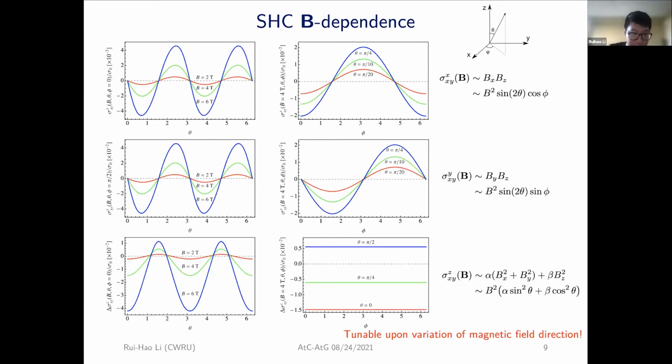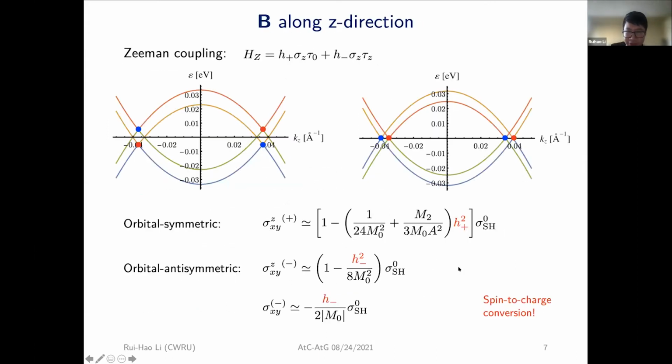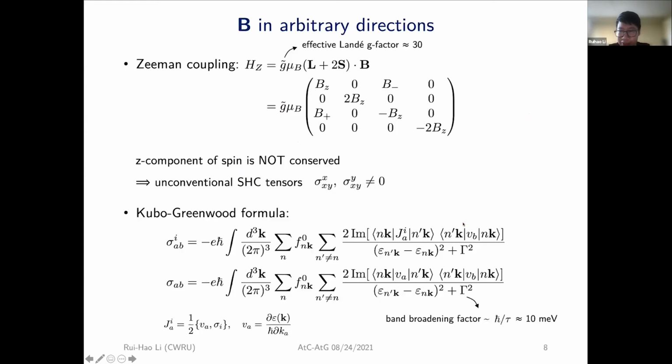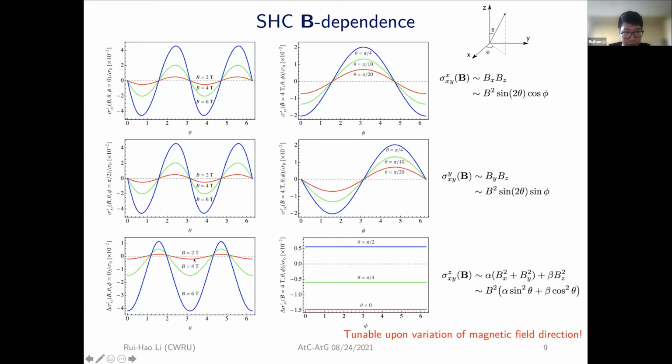Yes, and that's because the spin Hall conductivity, as you can already see from this analytical result, is proportional to the magnetic field strength squared. So when you change from 2 to 4, there's a square dependence here. Whereas for the anomalous Hall effect, it's linear, so you don't see such a dramatic change.